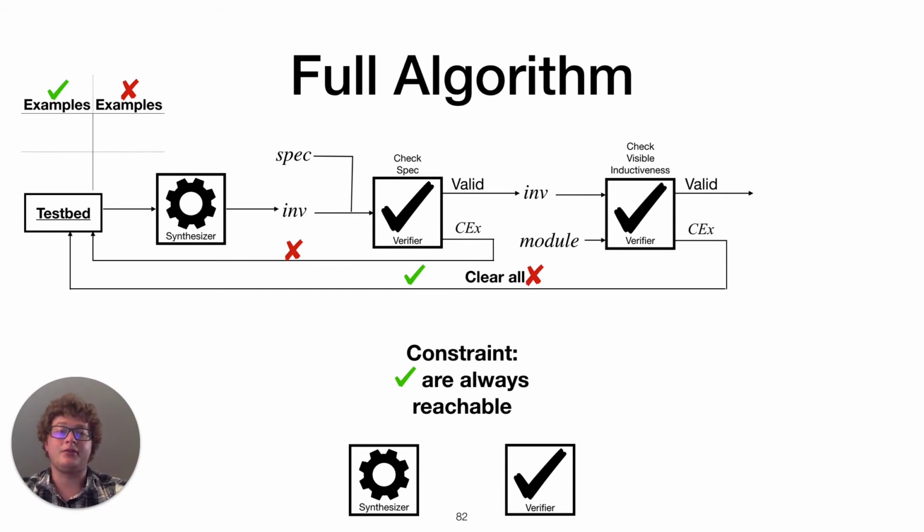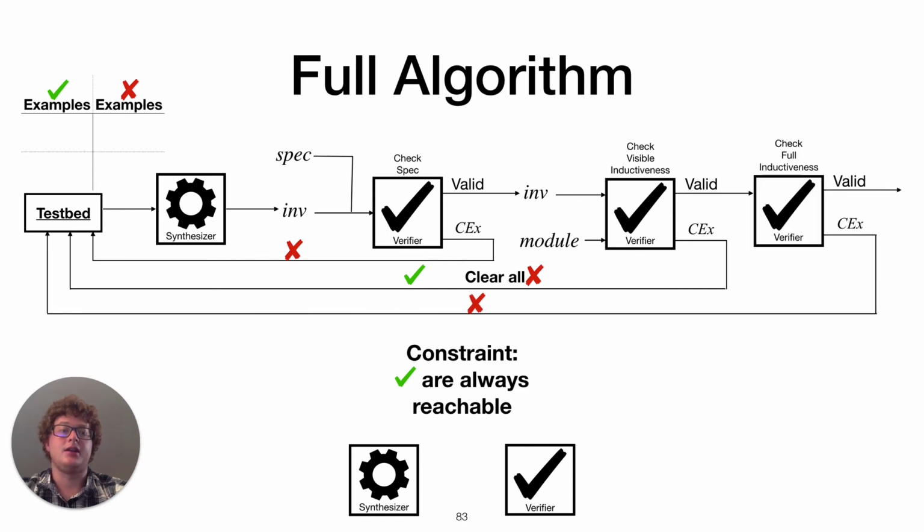If we pass the visible inductiveness check, then we do a full inductiveness check. And then we always take the negative side of the full inductiveness check. If the full inductiveness check is valid on the candidate, then we return that candidate.